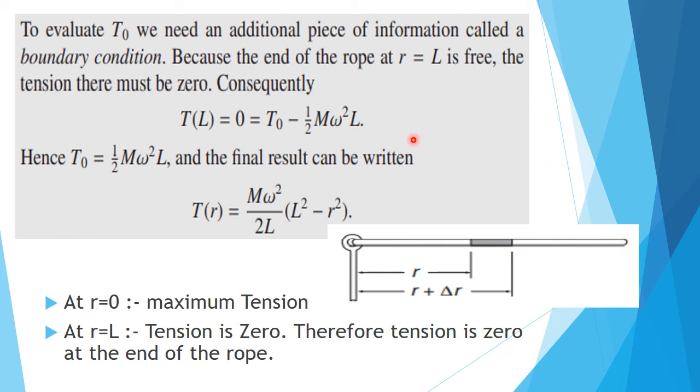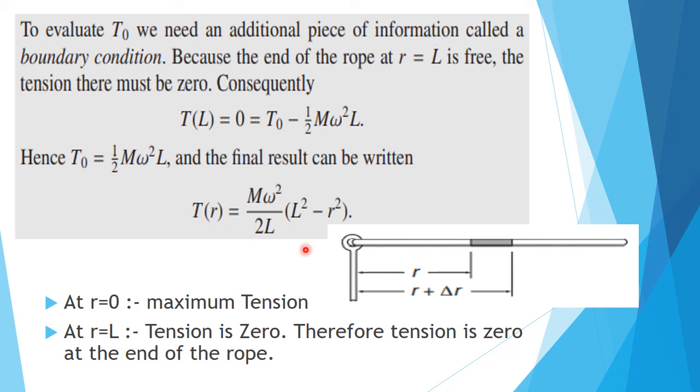So applying that boundary condition, substitute r as L: T of L is equal to 0, that is equal to T0 minus half M omega square L. So T0 is equal to half M omega square L. So our final result for the variation of tension with respect to R is T of R equal to M omega square by 2L into (L square minus R square). So this is the variation of tension along its length.